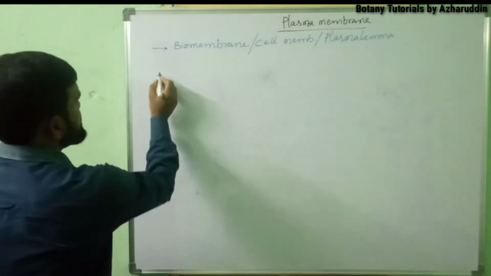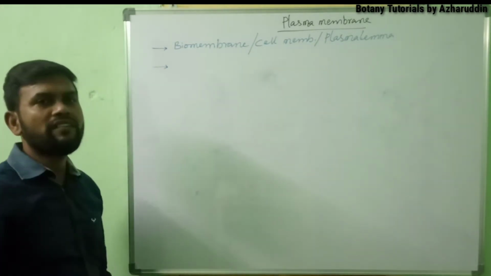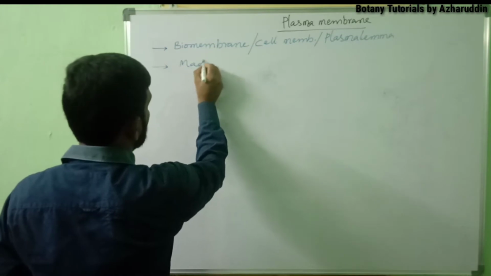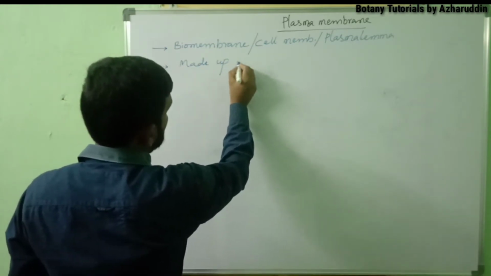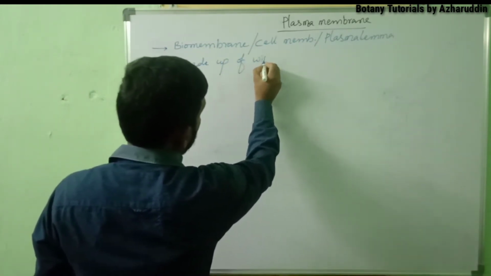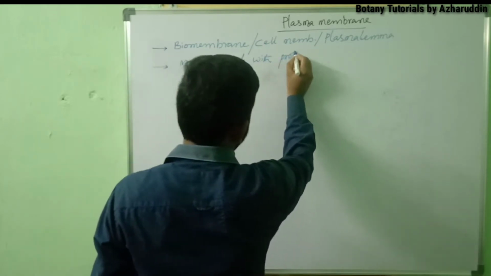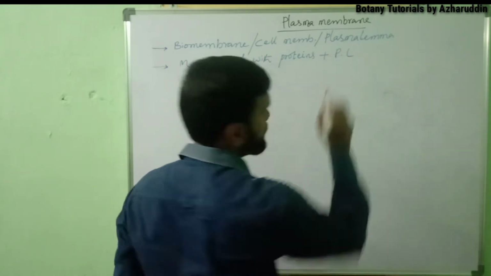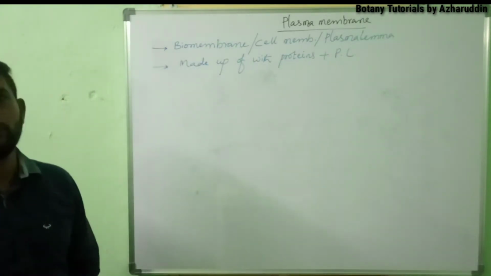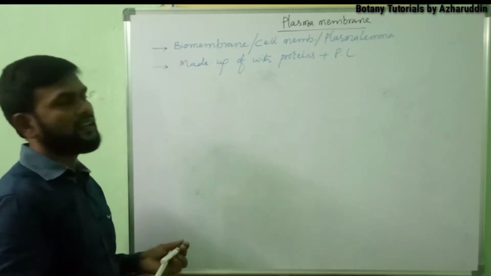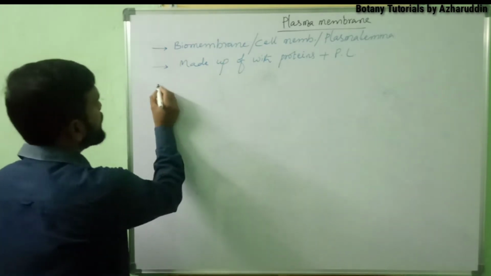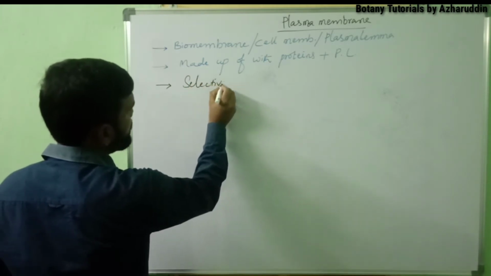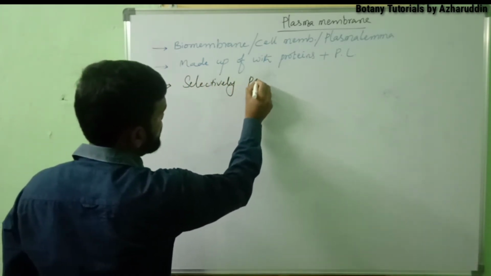Next, this plasma membrane is made up of proteins and phospholipids. Proteins and phospholipids. Plasma membrane is generally selectively permeable.